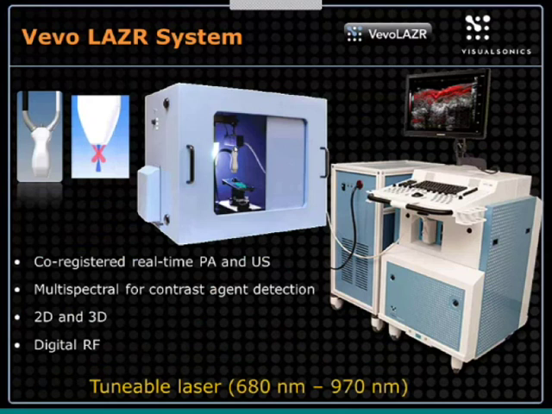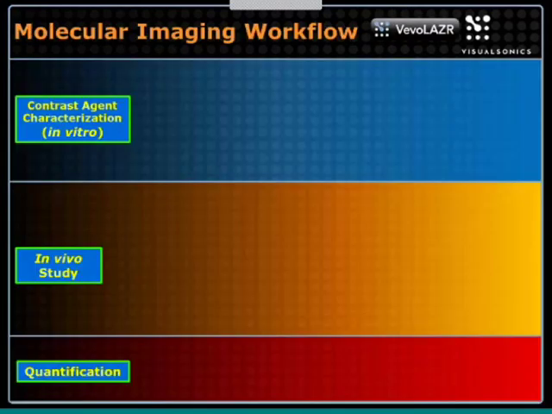A key aspect of this is we've got a tunable laser, so it goes from 680 to 970 nanometers, and that tuning allows us to do a lot of great things, which I'll go into more detail just now. I want to talk also about the new software that's coming out in June, and it's really focused on this molecular imaging workflow.